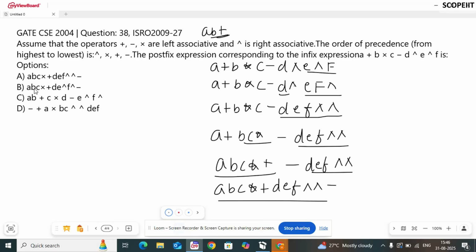Okay, now let us match the options. So A, B, C multiplied plus DEF caret caret minus. So the correct answer for this question is option A. I hope it's clear. So this is all about infix to prefix and infix to postfix expression. This is a shortcut technique. You can solve this question faster in your exam.